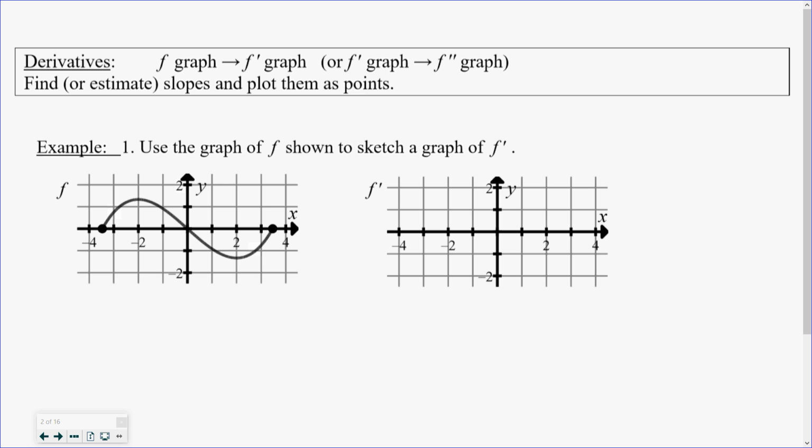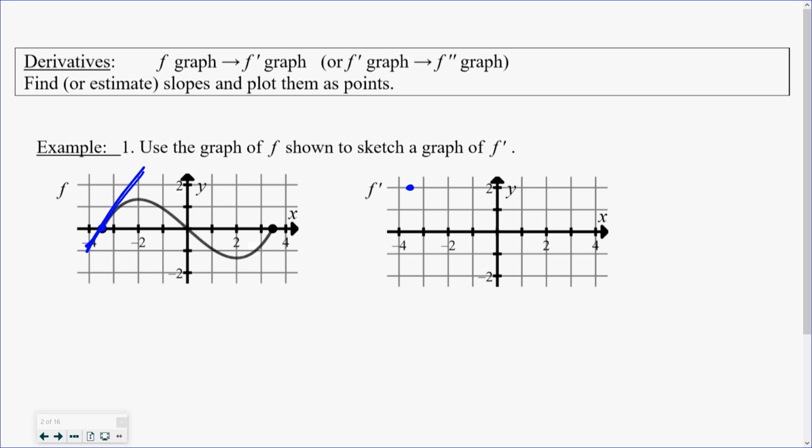This graph starts right there at negative 3.5. If I were to estimate that slope right there, so think of the tangent line you would draw, I don't know exactly what it is, but it looks like about 2. So I'm going to go to negative 3.5. That's where the graph starts, and it's about 2.